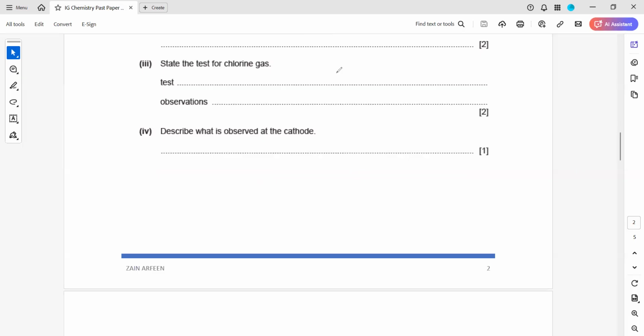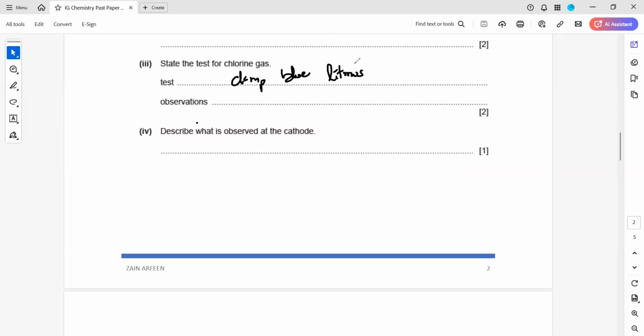We can hold litmus paper at the gas. Damp litmus paper turns from red to blue. But which damp litmus, red or blue? Damp blue. Why, sir? Because chlorine, when it dissolves in water, makes the solution acidic. That's why when we take damp blue litmus, first it will turn red and then it bleaches.